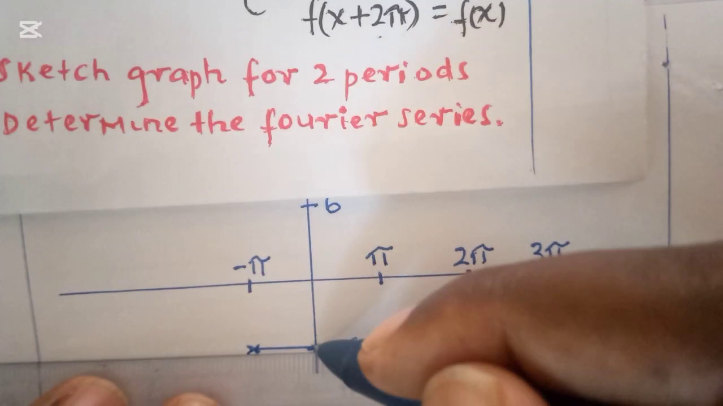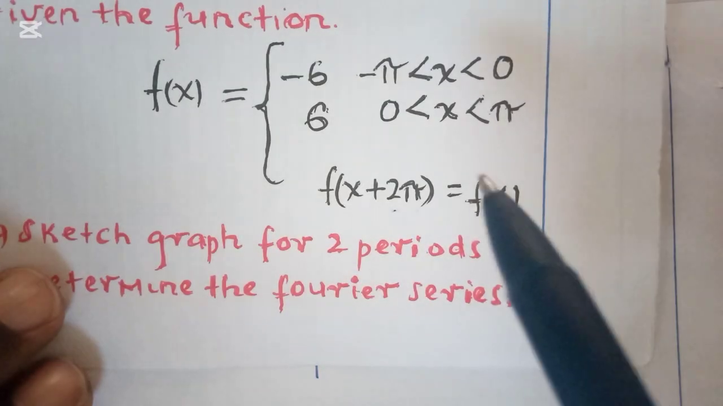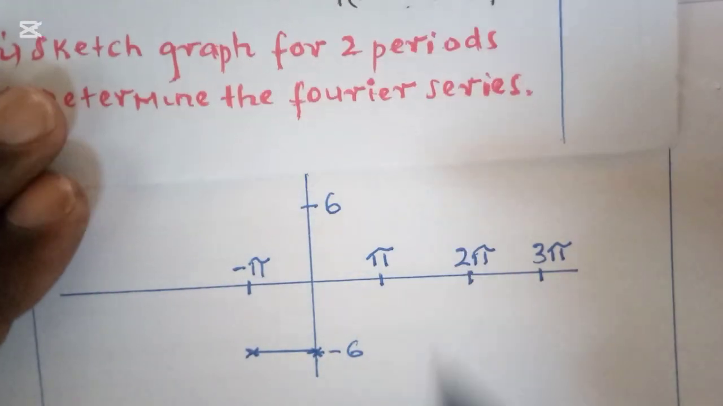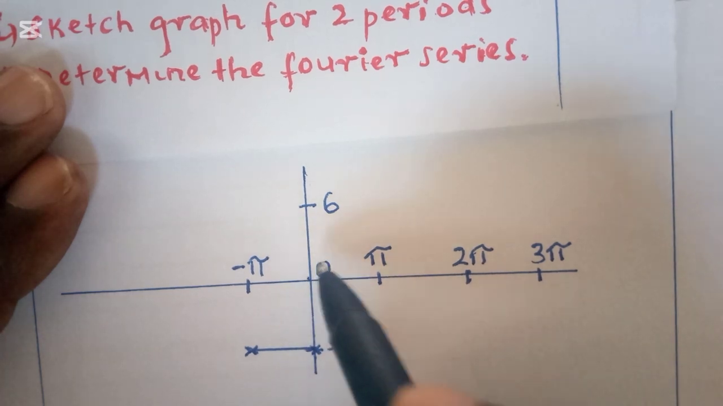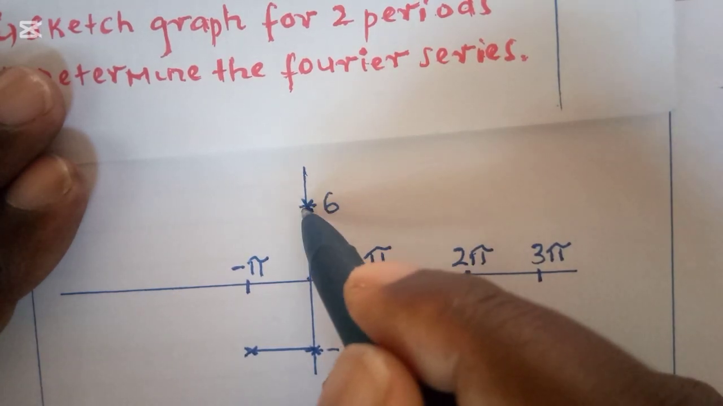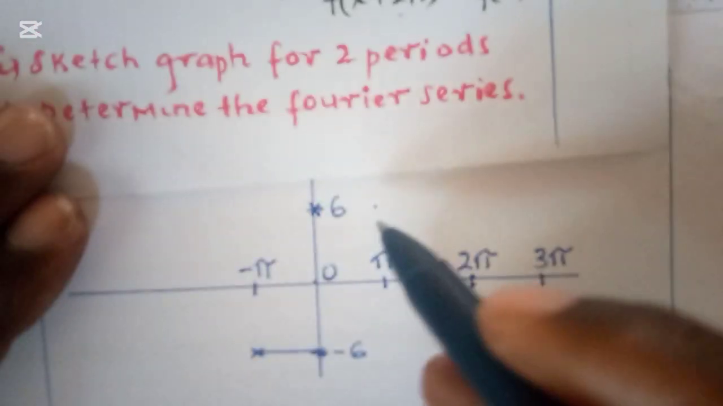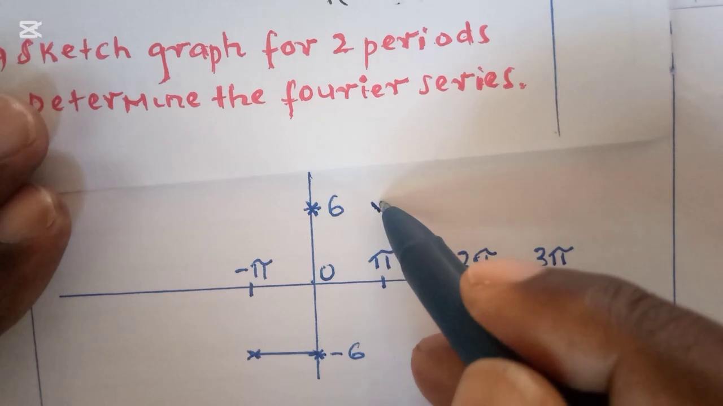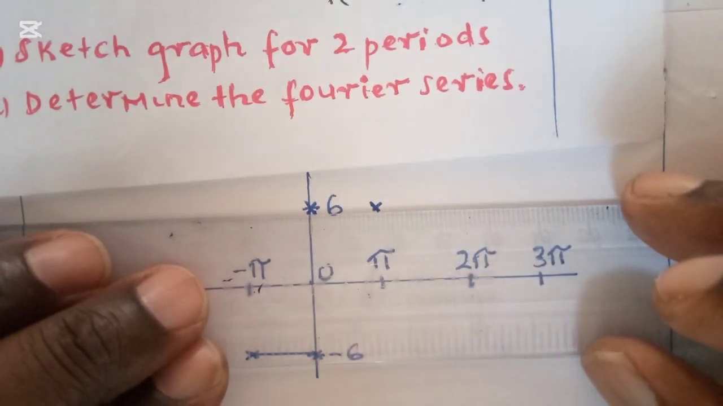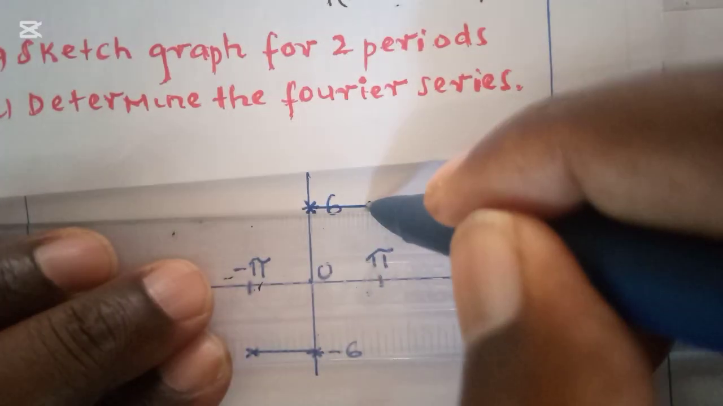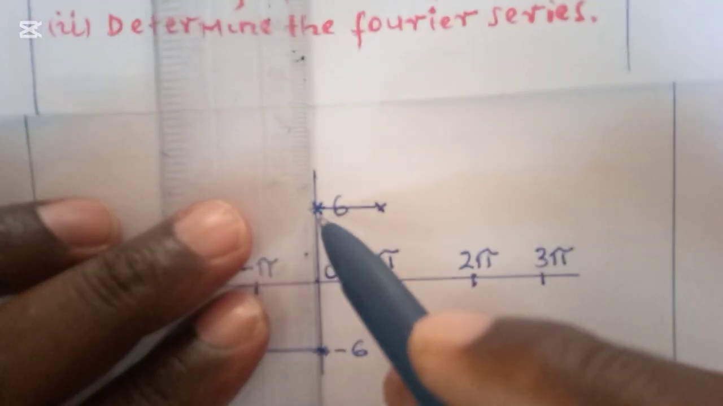After joining those two dots, we go now to 6, where we are told 6 is from 0 to pi. That is 6, at the point which is 0, and 6 is here. Then pi is also 6, so at that point. And so guys, we also join those 2 points like that.